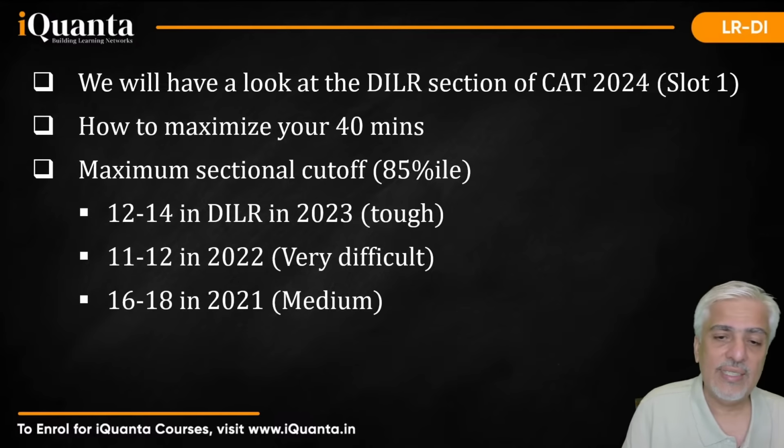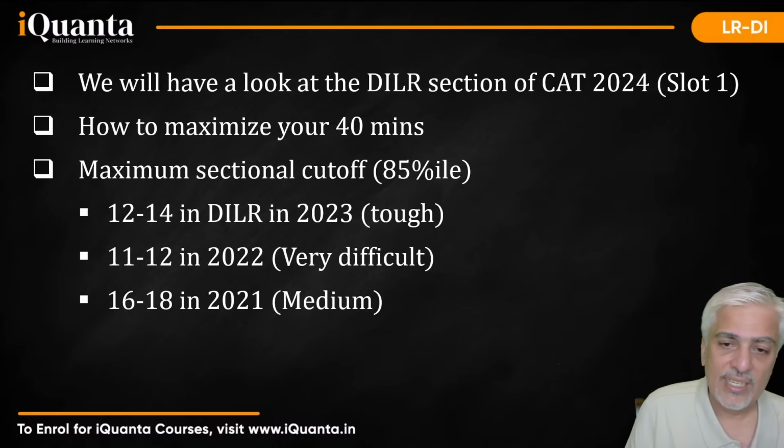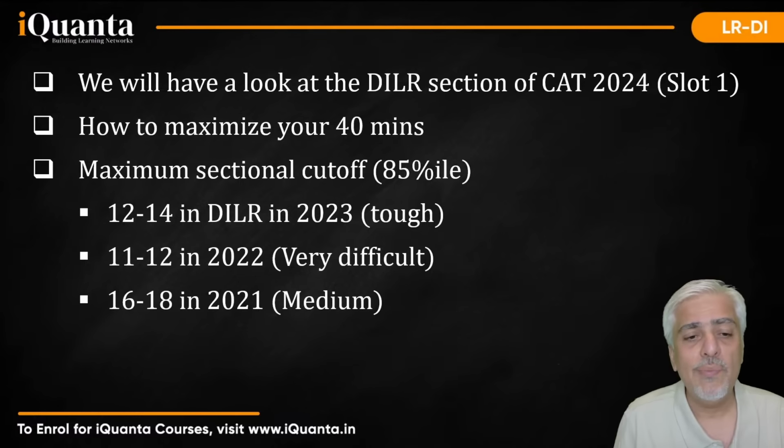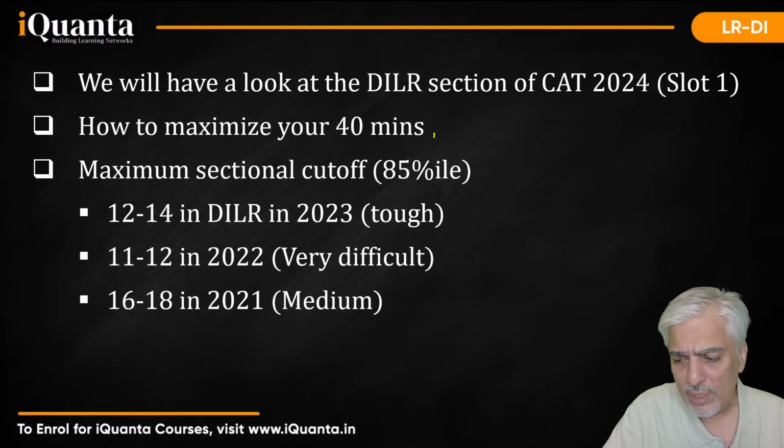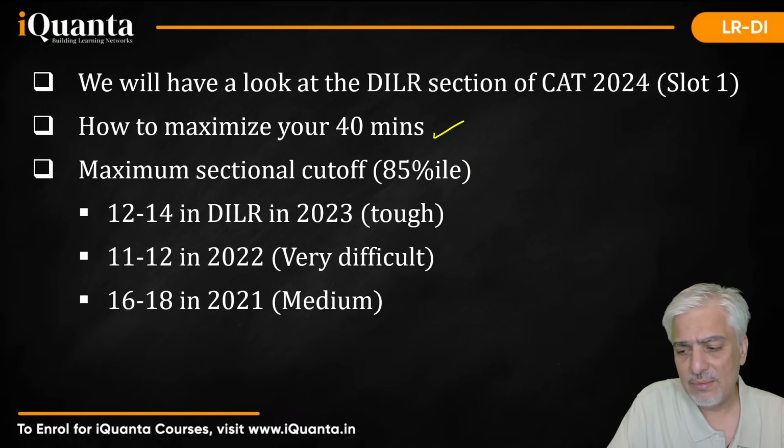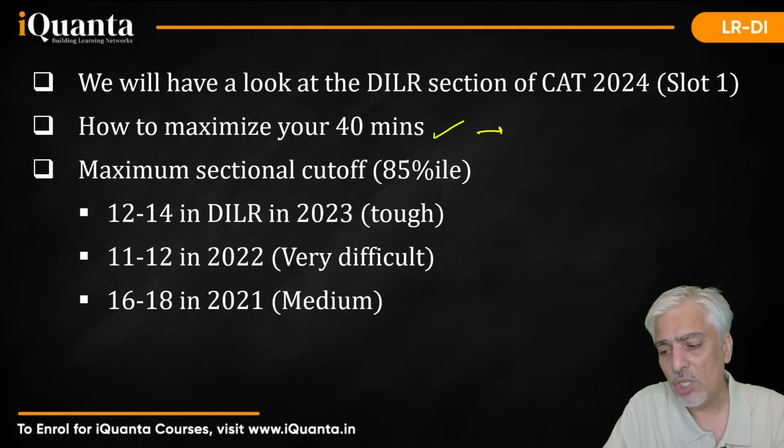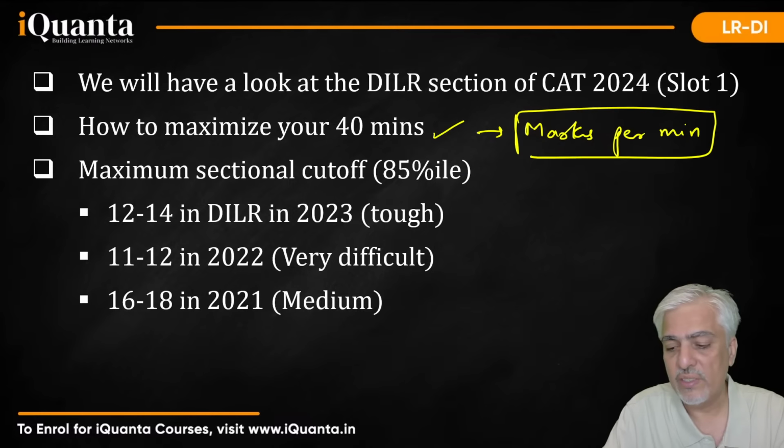Okay, we will have to look at the DI. We will have a look at the DILR of CAT 24 slot 1. How to maximize your 40 minutes. This is the whole aim. Main is, there is a very important terminology I prefer called marks earned per minute. How can you get this in your favor?